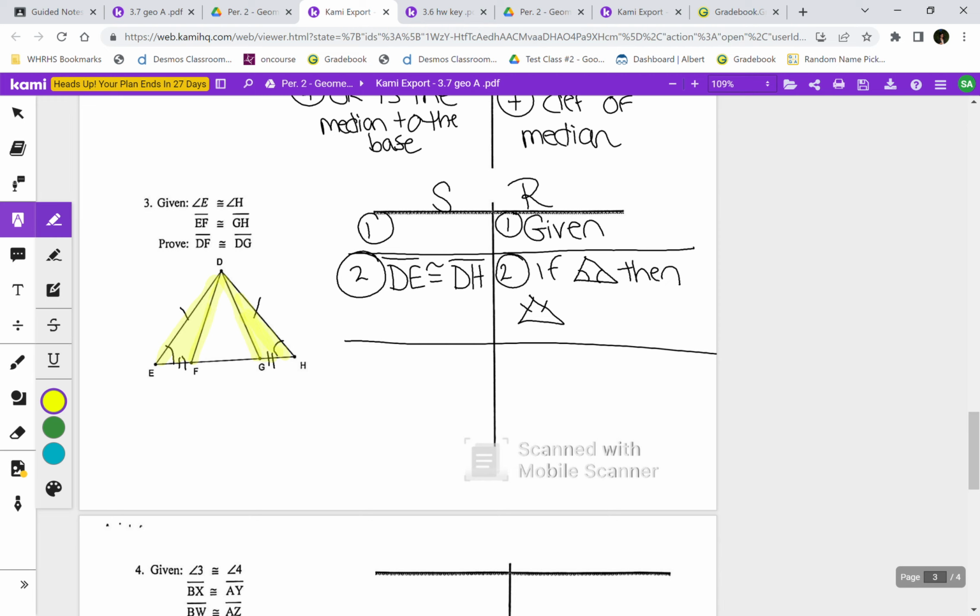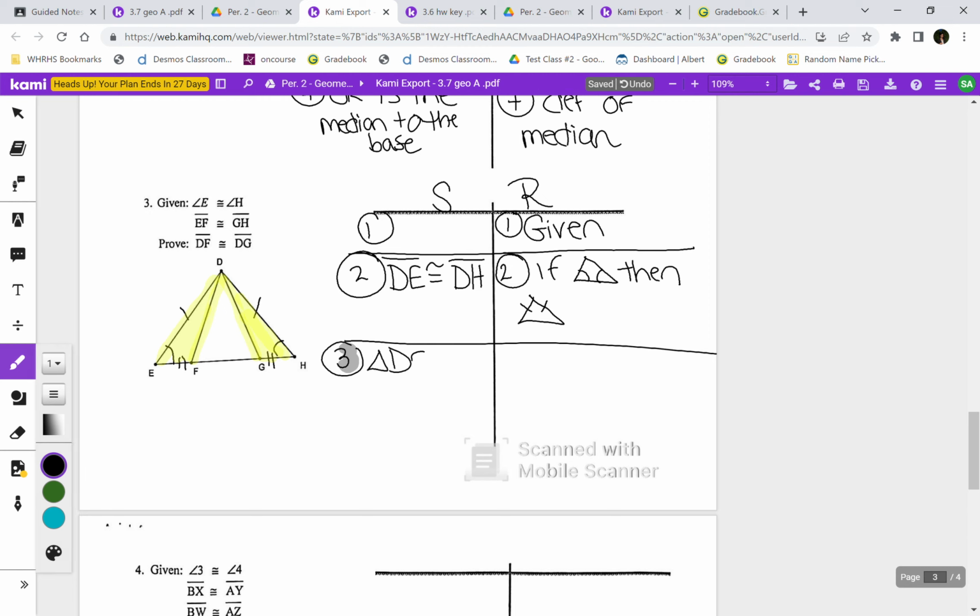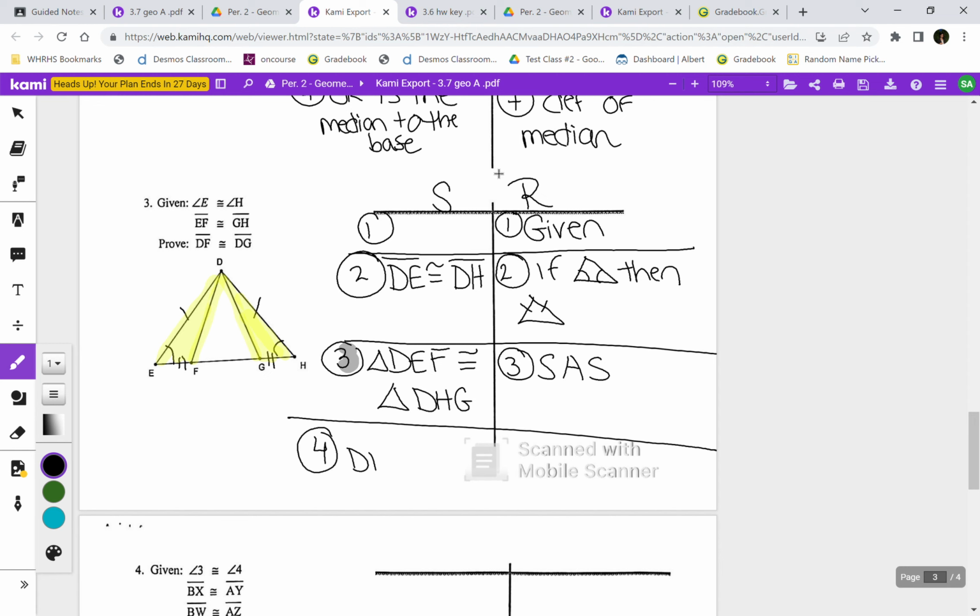You got it. Now look at the markings. Are we able to now state these triangles are congruent? Yes. Absolutely. So let's go ahead. We're going to say triangle DEF is congruent to triangle DHG, side, angle, side. And then lastly, we can say that DF is congruent to DG, and that's a simple CPCTC.